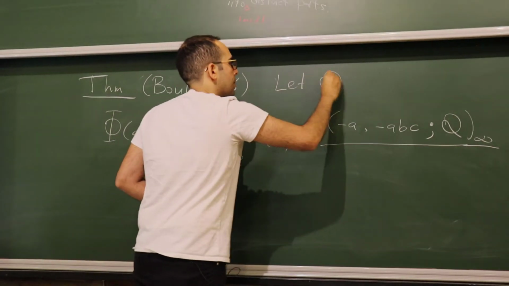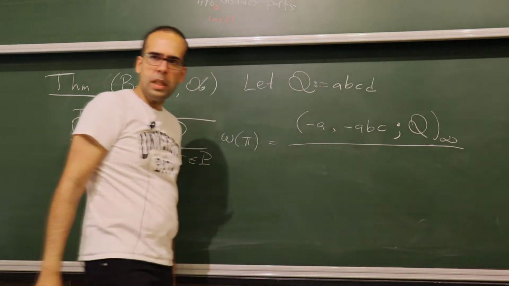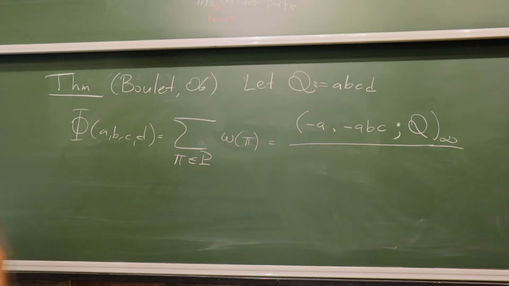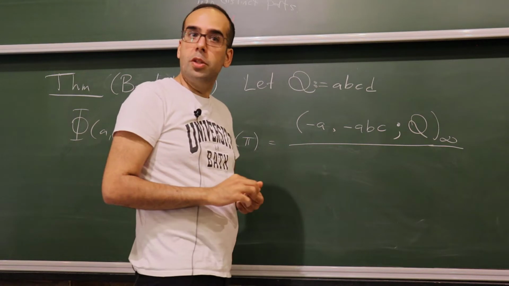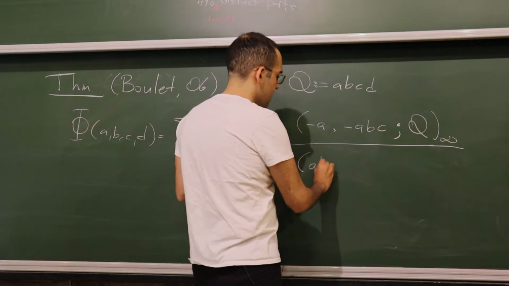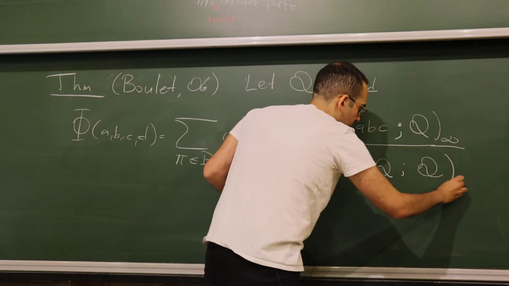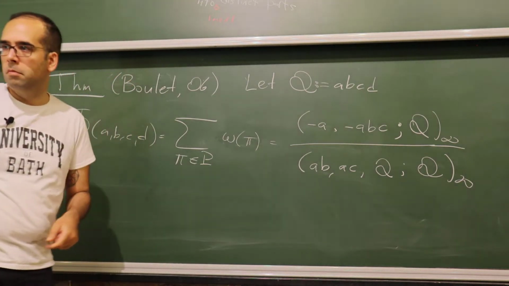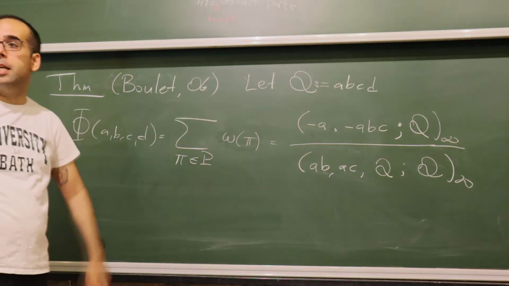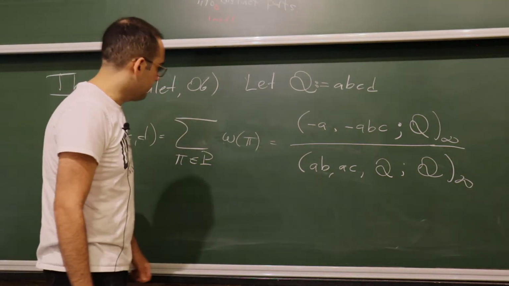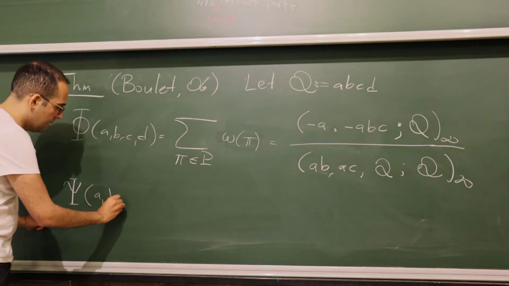Let capital Q be A, B, C, D. A times B times C times D is capital Q. So on the top I have minus A, B, C. I will explain what they are, but they're going to be quite natural. And on the bottom I have AB, AC, then a capital Q, then a capital Q sub infinity. So this generating function at this generality with A, B, C, D has a product formula. Great. The second one is psi of A, B, C, D.